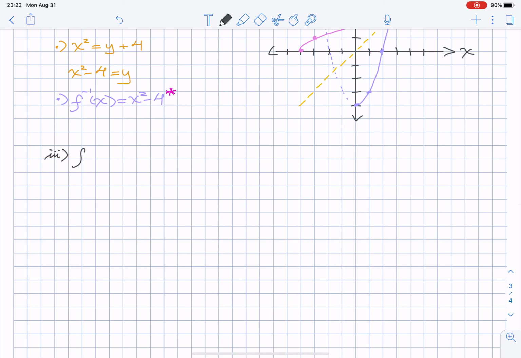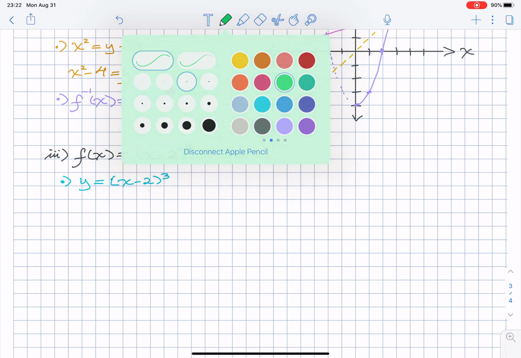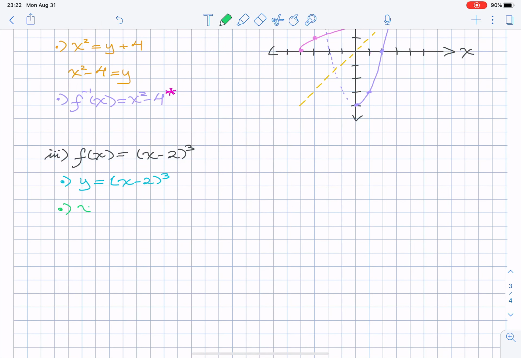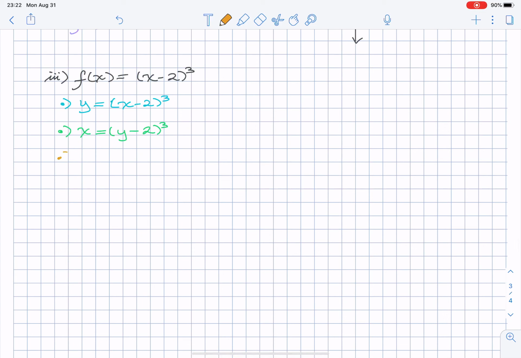So let's try f of x is equal to the quantity x minus 2 cubed. Okay, so step 1 we know. We replace y, or f of x with y. Step 2, we'll swap x and y. So x is equal to y minus 2 quantity cubed. Step 3, we will solve for y.